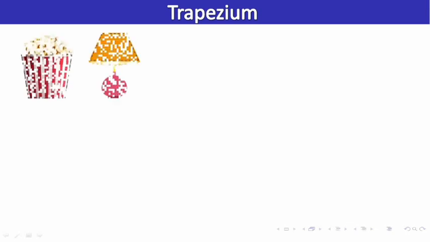Now I want all of you to observe these two diagrams. These are diagrams which you have come across in your daily life. Kindly look at this. Look at this dotted line. I hope you are able to see the dotted line. This kind of shape is called a trapezium. Similarly, here in this table lamp, this kind of shape is also called a trapezium.